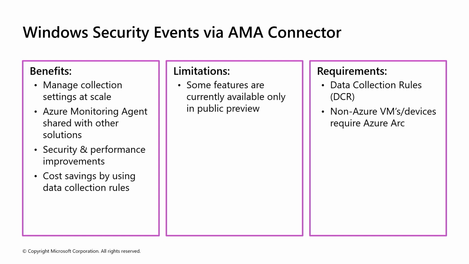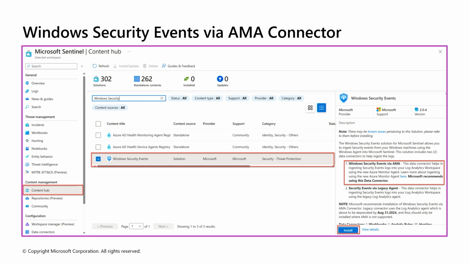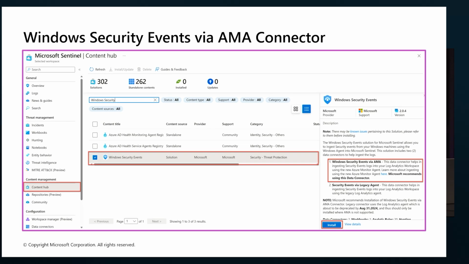this setup process. The Windows Security Events via AMA connector is a Microsoft-provided solution in the Sentinel Content Hub that enables ingestion of Windows security event logs using the Azure Monitor Agent. It's categorized under Security Threat Protection and is the recommended option moving forward. The reason for that is the legacy agent has been deprecated as of August of 2024.